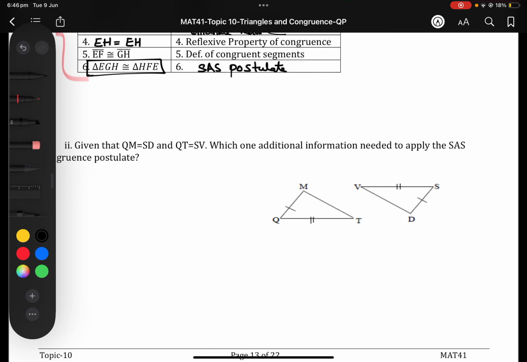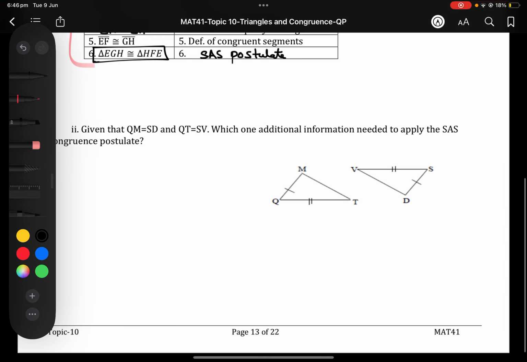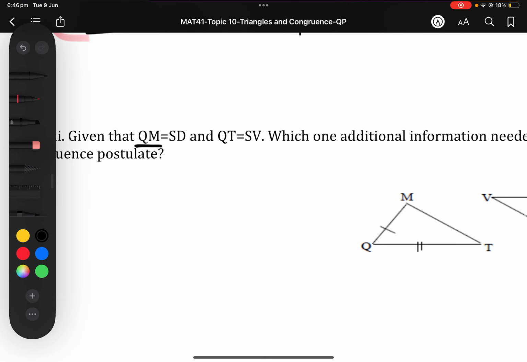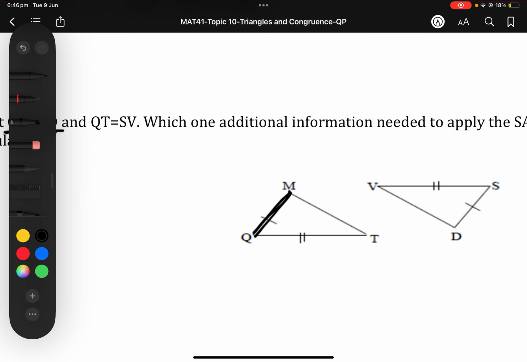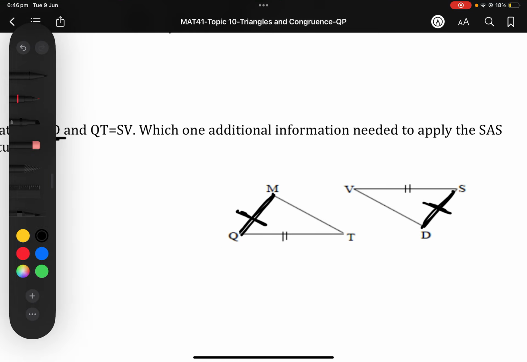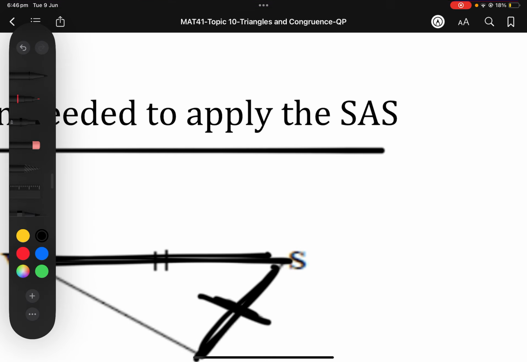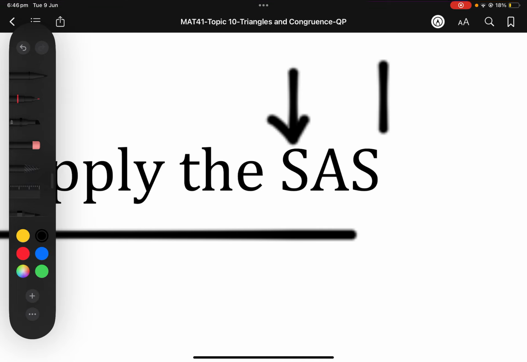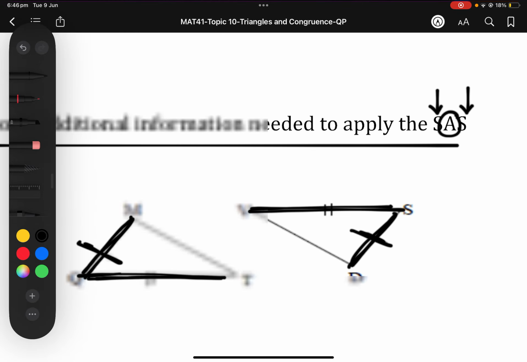Okay. Now, after mentioning that, they have given that there is another line QM which is equal to SD. The QM that I have here is equal to the SD line. Okay, this line and this line are the same. Which additional information is needed? Now in these two figures, they have given that the QT side is equal to the SV side. Now they want to know which additional information is needed to apply the SAS congruency.